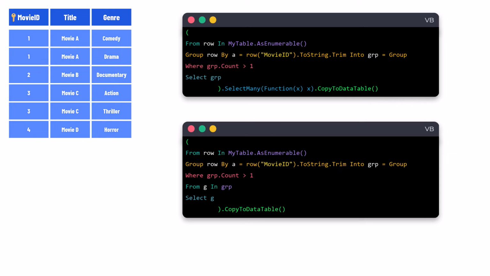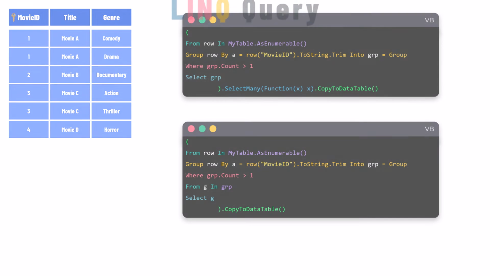After grouping and filtering for duplicates as before, we add a new from clause to iterate over the elements, data rows, within each group. We then select each data row from these groups. This approach essentially replicates the functionality of SelectMany, flattening the groups into a single sequence of rows. Now, you might wonder, why use SelectMany if we can achieve the same result with from and select? The answer lies in the syntax you choose for your LINQ query. Here's how it breaks down.